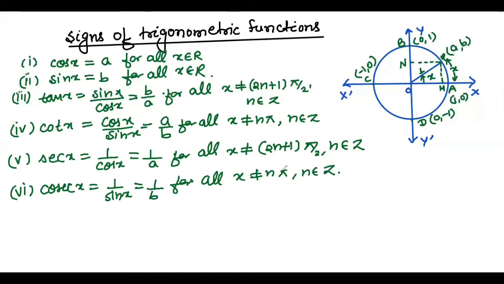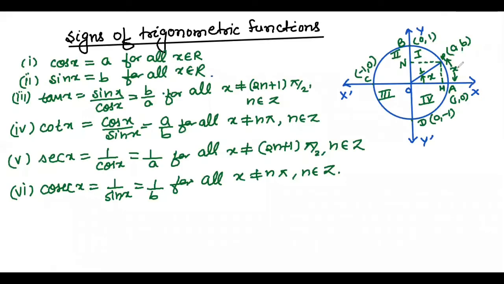Now we'll find out signs in different quadrants. First quadrant, second quadrant, third quadrant and fourth quadrant. We know that angle x greater than 0 and less than pi by 2, that is first quadrant. This is the second quadrant, in between pi by 2 and pi. Third quadrant, in between pi and 3 pi by 2, and fourth quadrant in between 3 pi by 2 and 2 pi. Here we observe that point P(a, b) moves on the unit circle, and point M moves between C and A, and N moves between D and B.